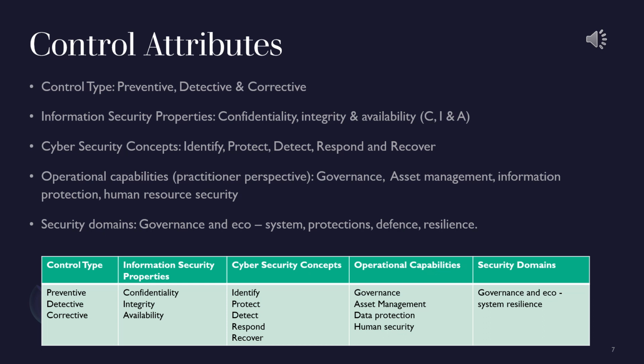Control attributes are a new feature of ISO 27002, which is the guidance for implementation. Control objectives are out and attributes are in. Now we are looking at control types, whether they are preventive, detective or corrective. This is nothing new for the standard or any ISO management system standard. We have always implemented these control types, but now they are a clear attribute within ISO 27002.